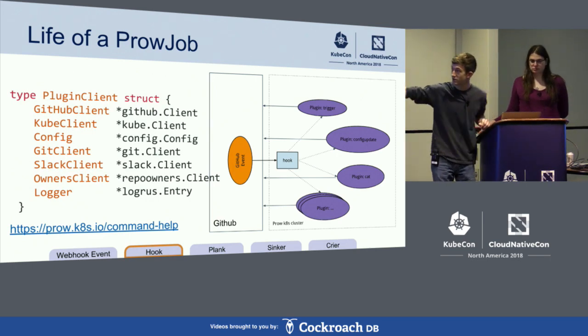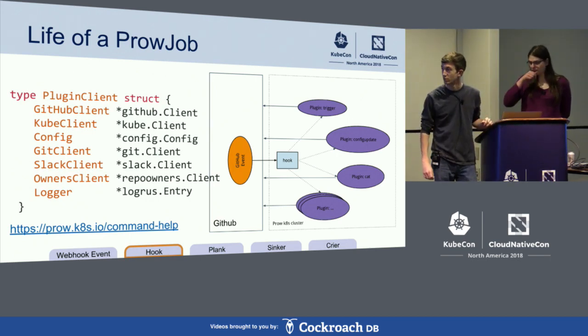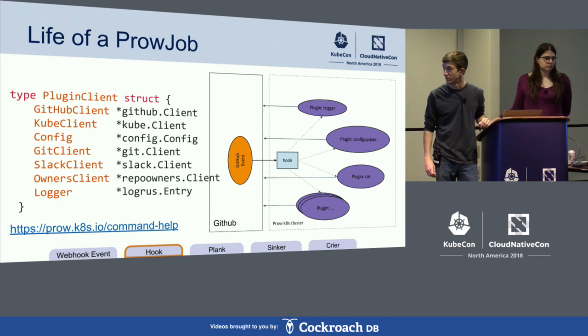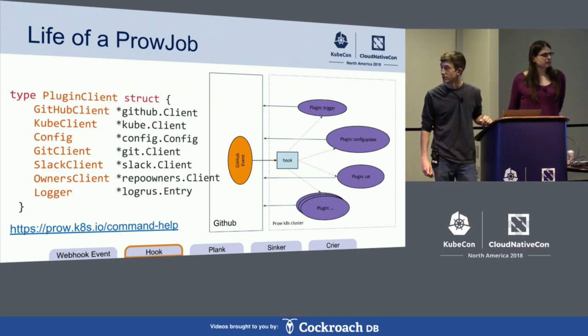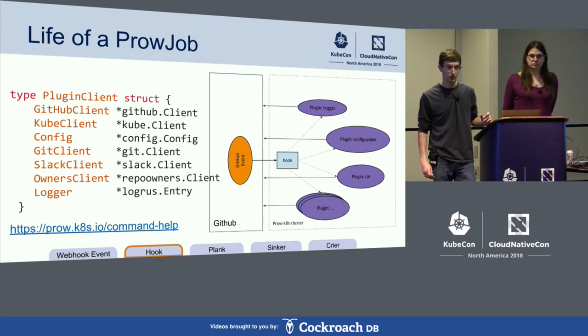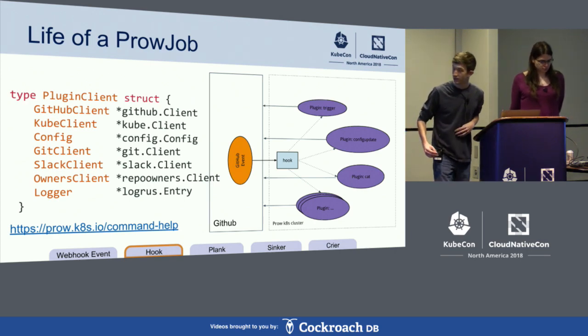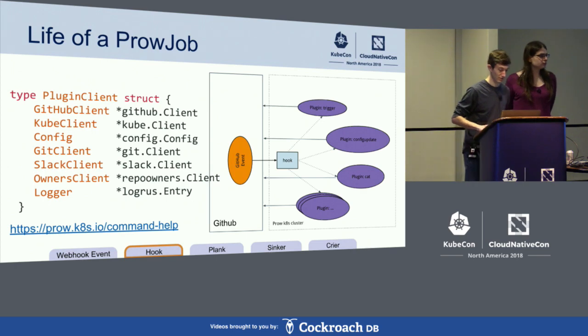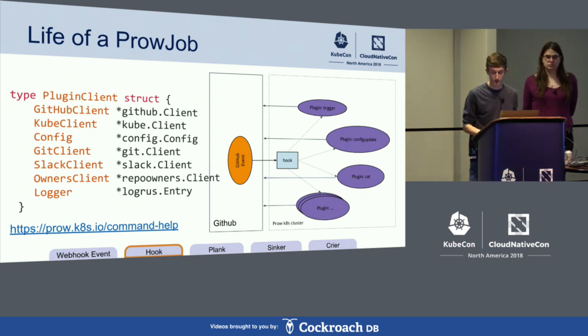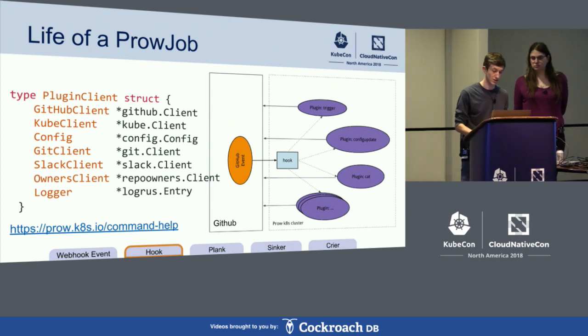Plugins get this client here, so you can see they can interact with GitHub, Kubernetes, Slack, the owners files that we have in the repo. So they don't have to provision most of their own tokens or anything. They kind of just get a toolbox that they can do whatever they need to do with. And if you're interested in more plugins that we have available, that link goes to a bunch of the information that we have about plugins that are currently available.